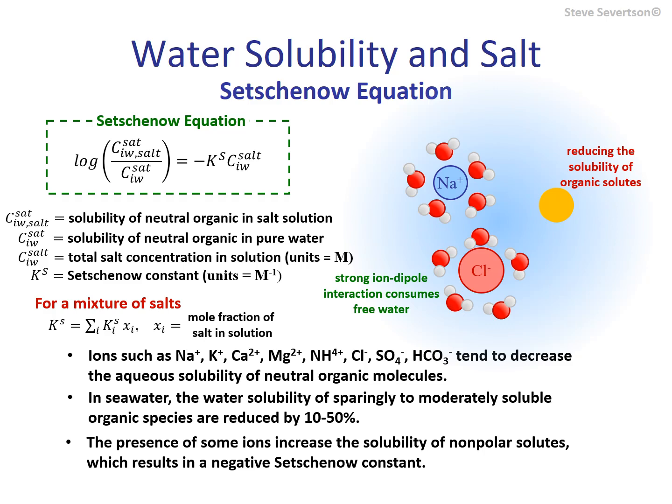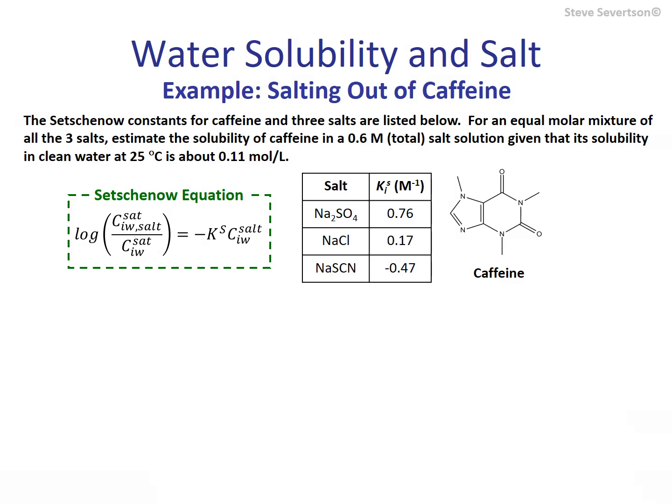One last comment is that the salting out effect is relatively small for salt concentrations found in natural and tap water, but climbs exponentially and can be significant for high salt levels. For example, industrial waters such as those that are used in the processing of pulp and paper have very high ionic strengths. The example outlines the estimate of caffeine solubility in water containing 0.6 molar of a salt, given its solubility in clean water at 25 degrees Celsius. The salt is a combination of 3 salts, all present at equal mole content in the solution.